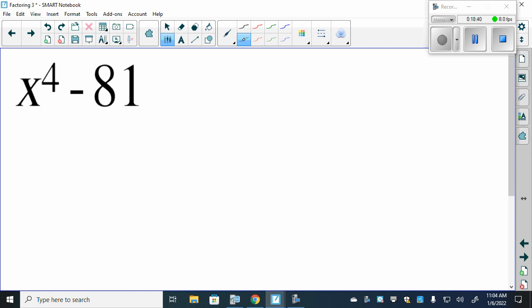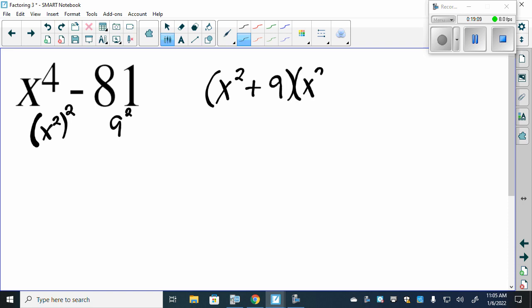I actually wanted one where it would actually factor, where we would get perfect squares. Because if we look at this here, x to the fourth, well, we can say that this is x squared squared, like we've done on the last two. Now, 81 is what times itself? 9 squared. So this here would factor to x squared plus 9 times x squared minus 9.